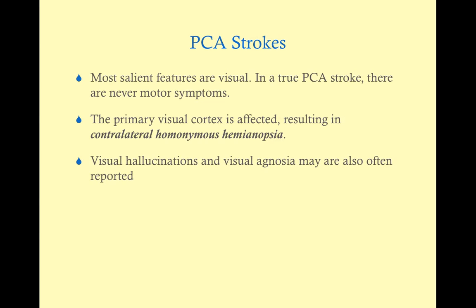PCA strokes can also cause visual hallucinations, so seeing things that aren't there. Or visual agnosia, so you see things but you don't know what it is, and the visual agnosia tends to be more with the interface between the occipital and parietal lobe. So remember, our occipital lobe sees things, our temporal lobe hears things, but it's our parietal lobe that helps us figure out what it is that we're hearing and seeing. So if you have damage on the occipital lobe closer to the parietal lobe, you may have this visual agnosia where you can see the thing, but you don't know what it is.